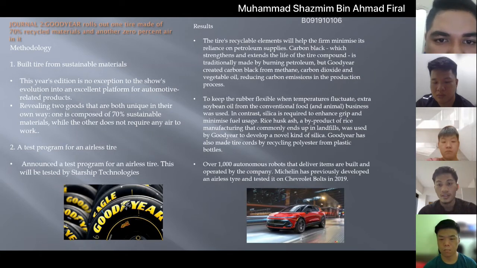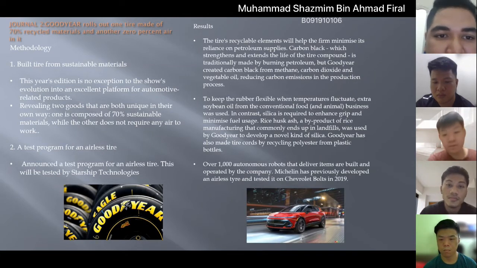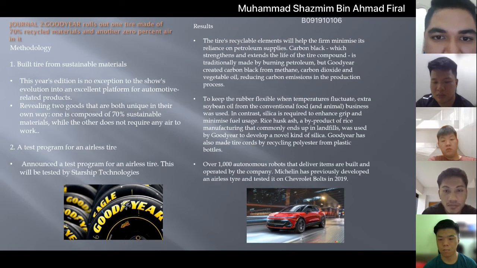Rice husk, a byproduct of rice manufacturing that commonly ends up in landfill, was used by Goodyear to develop a novel kind of silica. Goodyear has also made tire cord by recycling polyester from plastic. Over 1,000 autonomous robots that deliver items are built and operated by the company. Michelin has previously developed an airless tire and tested it on a Chevrolet Bolt in 2019.